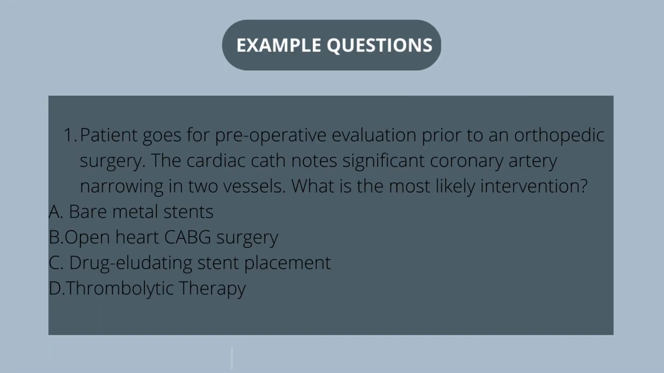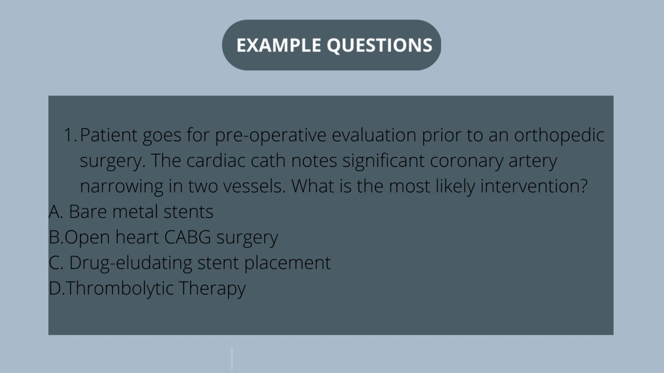For example questions, this question reads, patient goes for preoperative evaluation prior to an orthopedic surgery. The cardiac catheterization notes significant coronary artery narrowing in 2 vessels. Which is the most likely intervention? Will the patient get bare metal stents, open heart surgery, or have drug-eluting stents placed, or thrombolytic therapy?